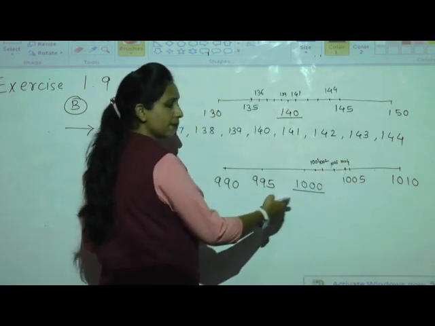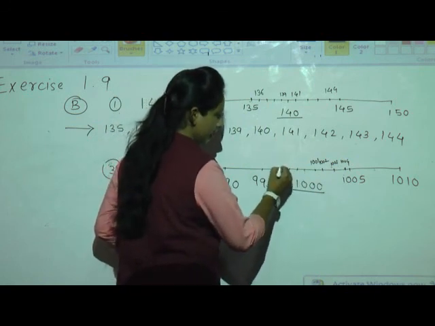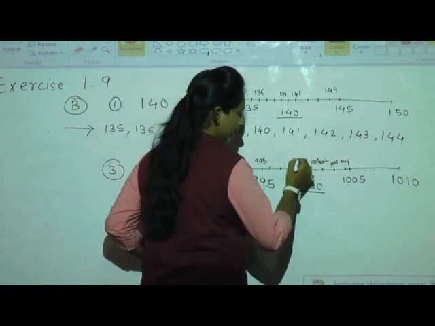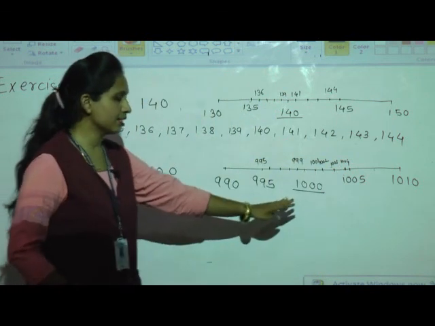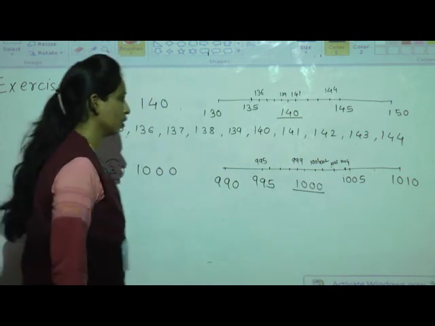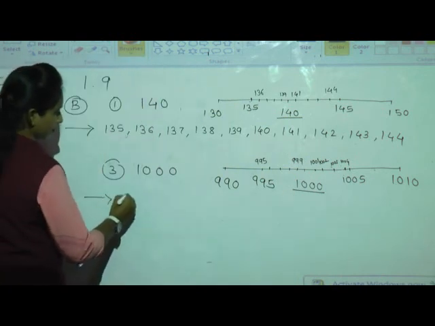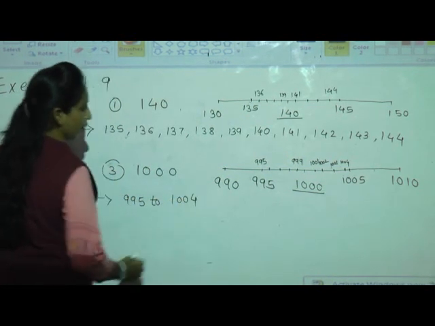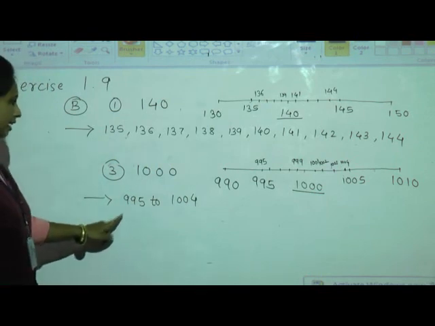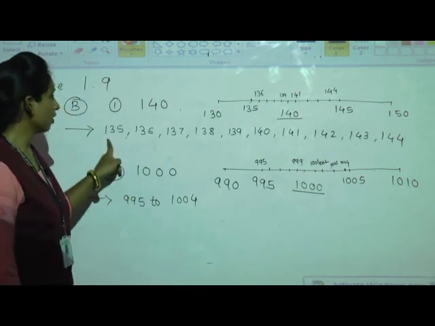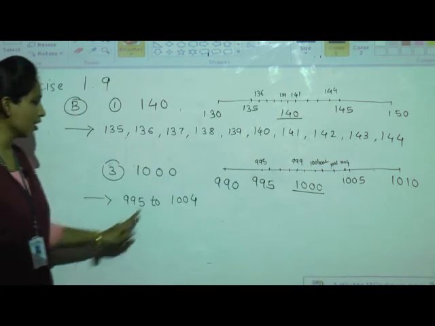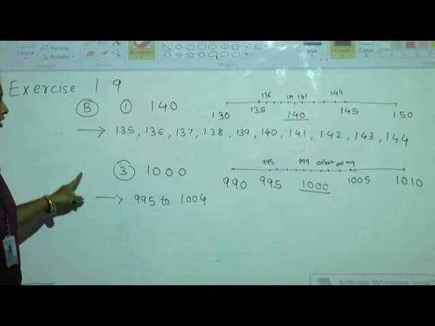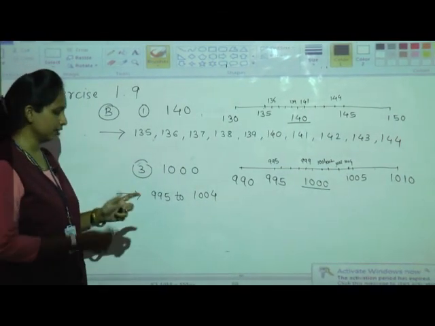All these numbers will be rounded to 1000, and here also 995 to 999. All numbers can be rounded to 1000. So here we can say 995 to 1004 can be rounded to the nearest tens, 1000. You can write all the numbers in this way, or else you can write in this way also. Okay? So understood? B question clear?